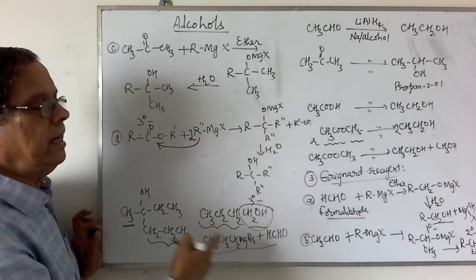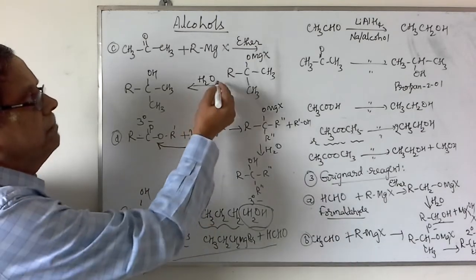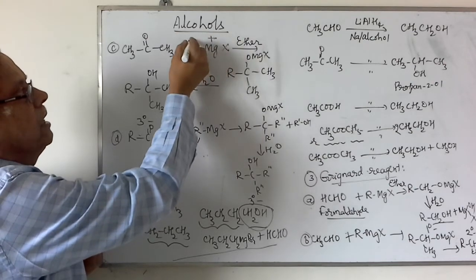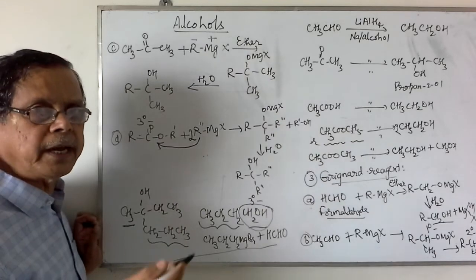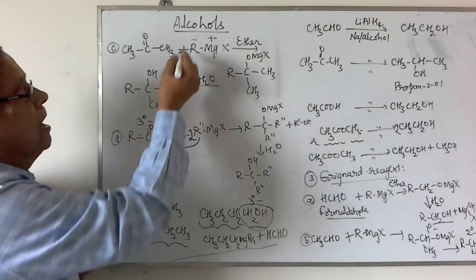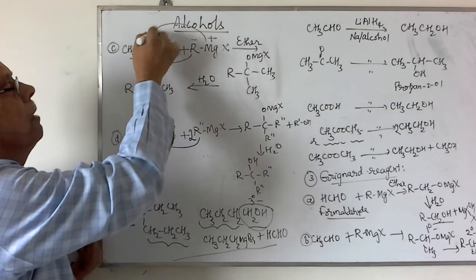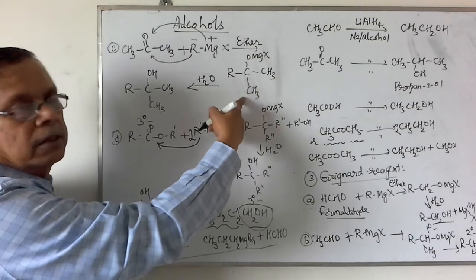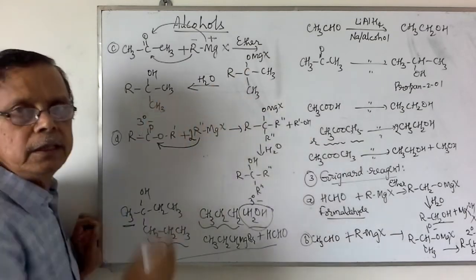In all these reactions, one common process is involved. RMgX will be polarized like this. R will carry negative charge, Mg will carry positive charge because magnesium is a metal. And this R group will go to the carbon atom while MgX will go to the oxygen atom. So addition reaction takes place to give this intermediate compound, which on hydrolysis will give rise to the corresponding alcohol.